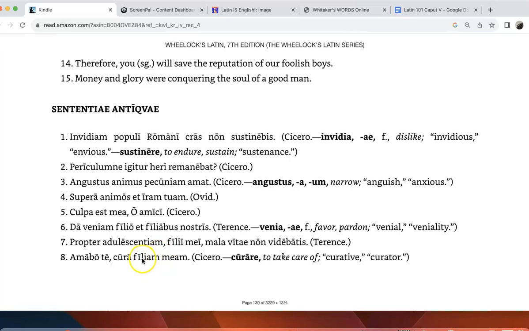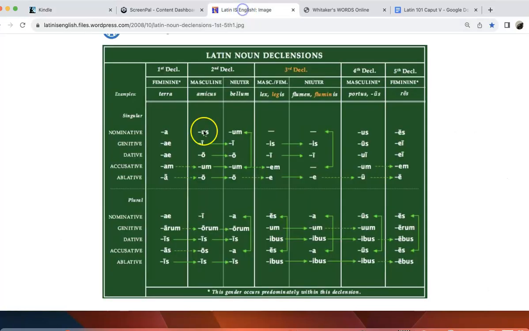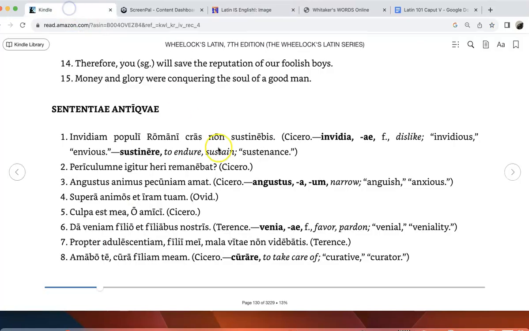Cicero had a beloved daughter. What did he mean by that? Well, he was executed by Mark Antony. And so one of his last words were, please take care of my daughter. He was talking to his friends when he knew that his fate was sealed. So filiam meam, we go here. You can see that's accusative singular. So that tells us that daughter is the direct object.